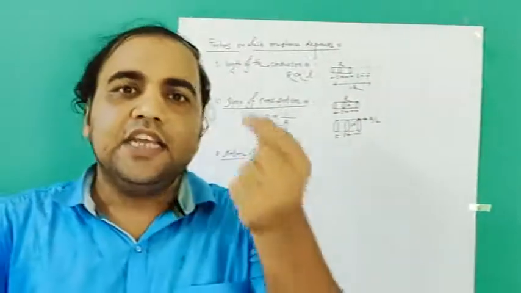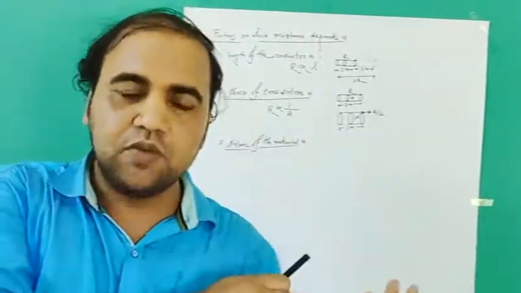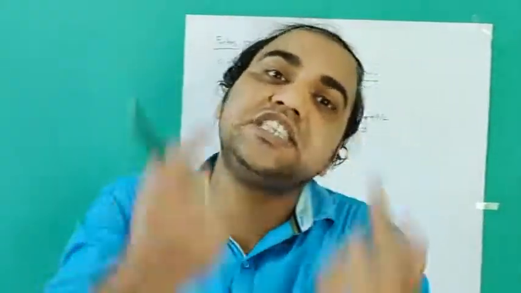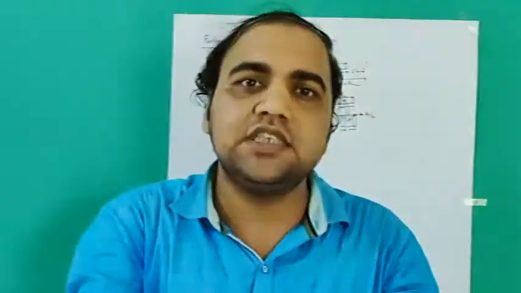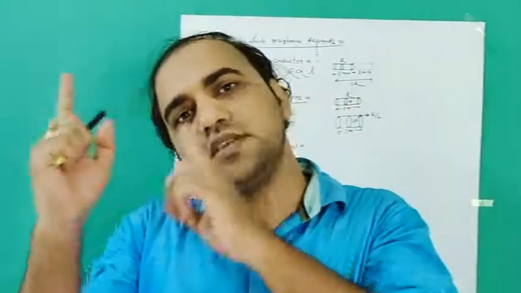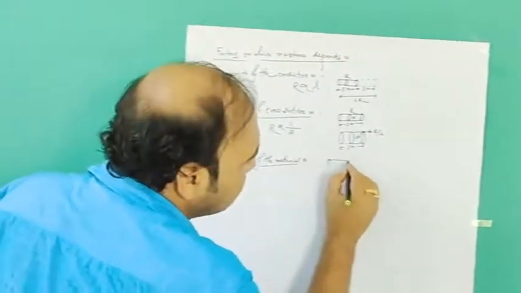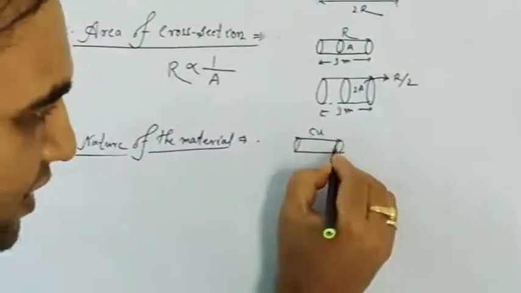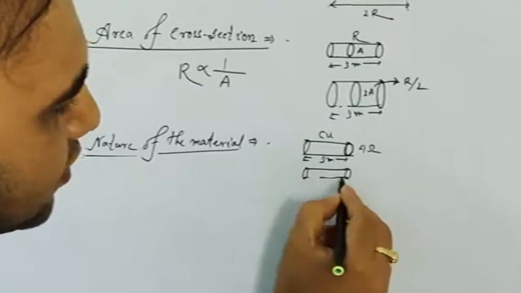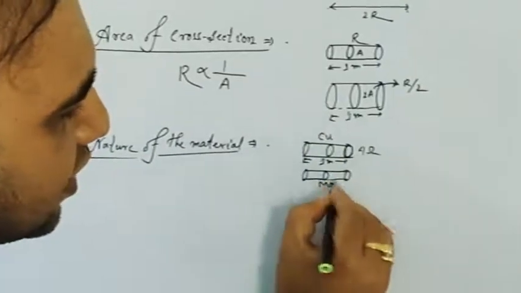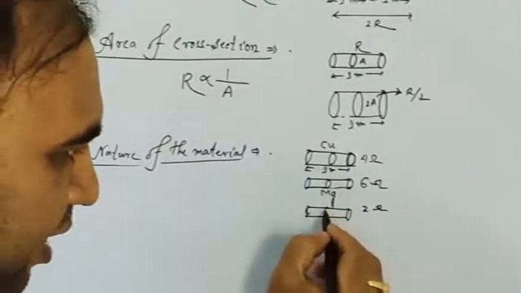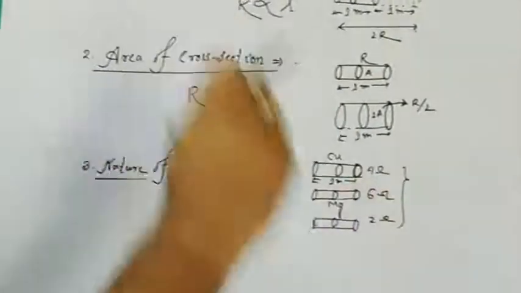In the introductory part, I told you that when we consider a copper wire, the amount of resistance it will face can change for iron, for magnesium, for any other substance. It means the resistance for the same length can vary for different substances. Suppose for copper of 1 meter it is 4 ohm, for magnesium of the same area and length it can be 6 ohm, for iron it can be 2 ohm, like this. So for the same length and same area of cross section, the resistance can vary from material to material.